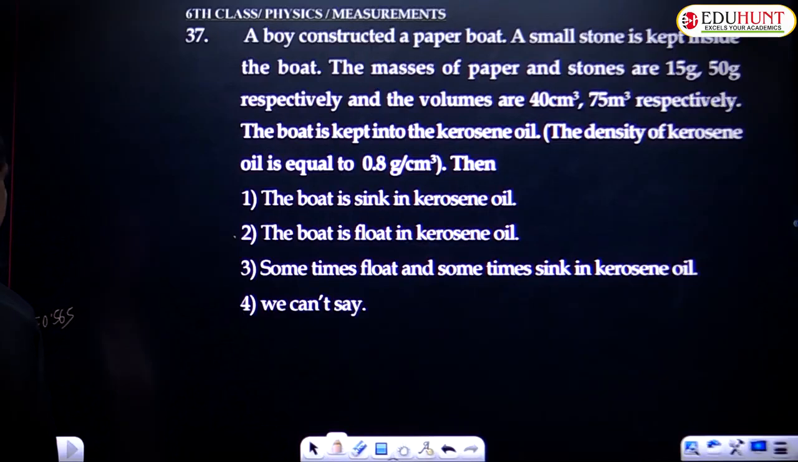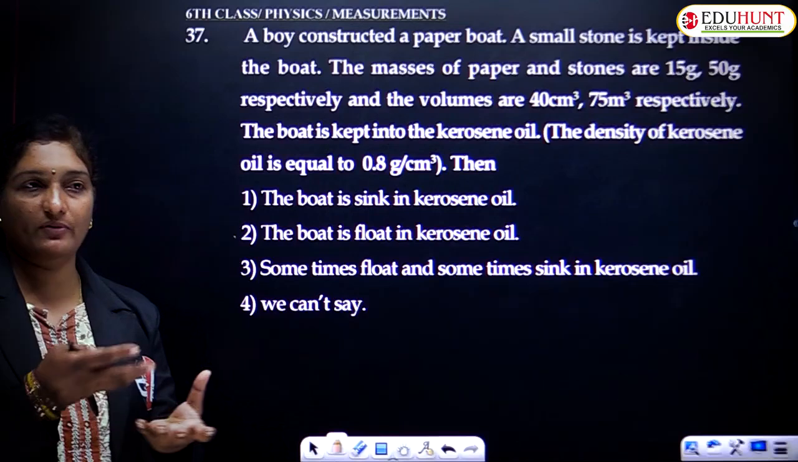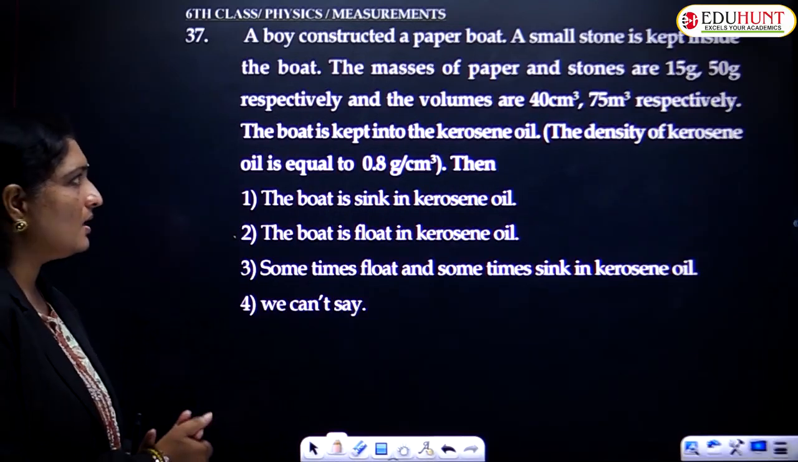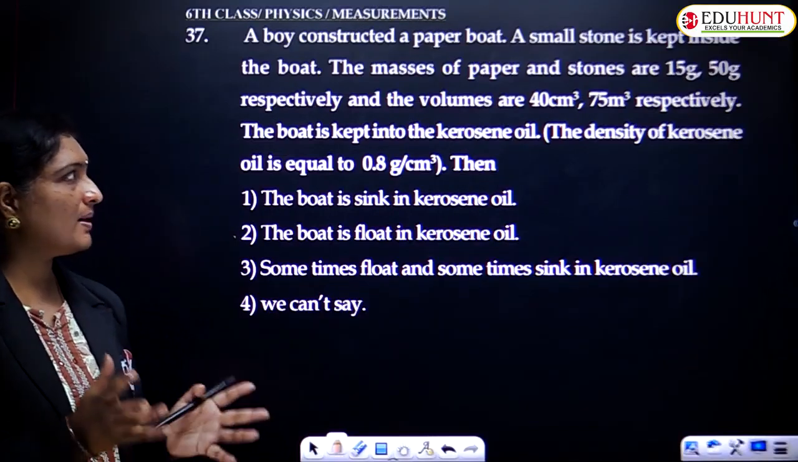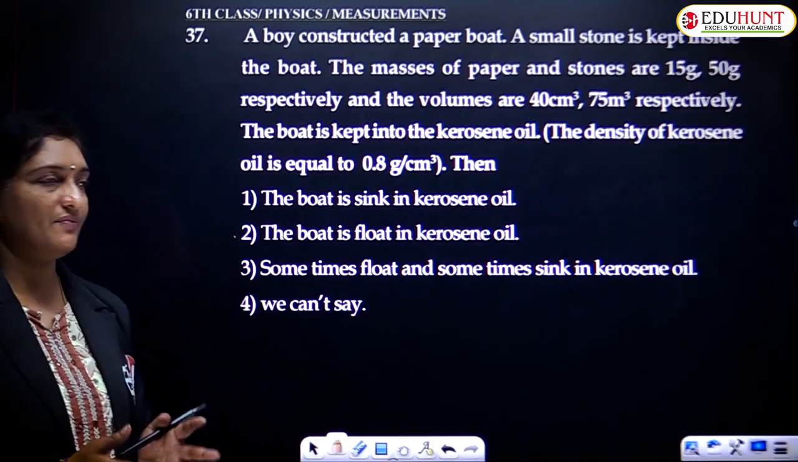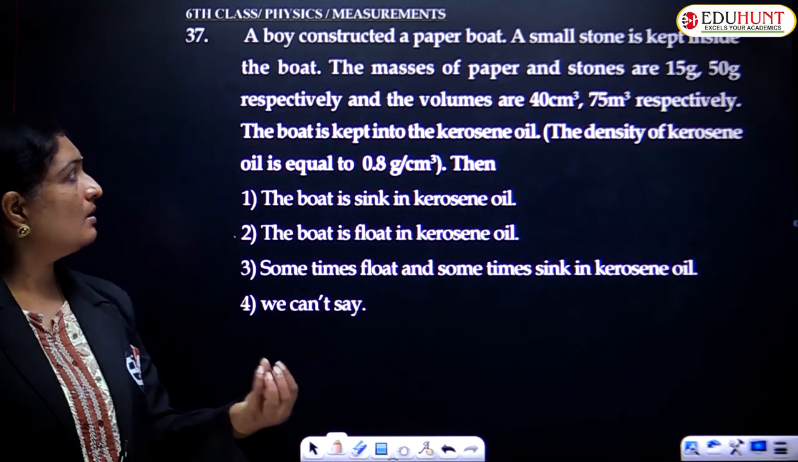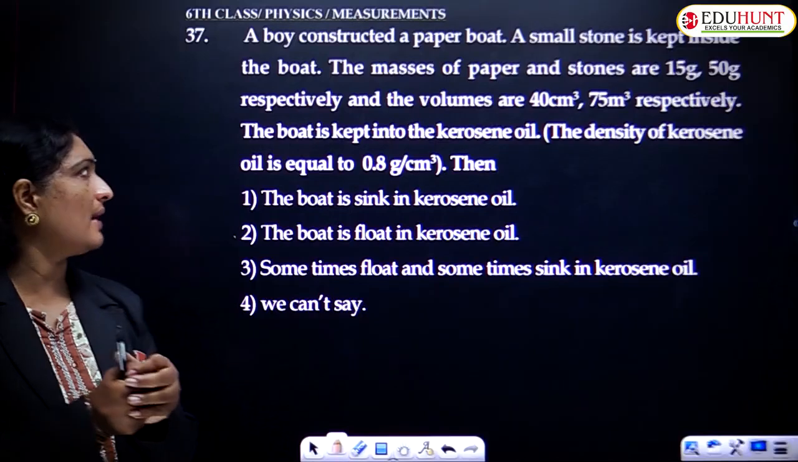So children, next, a boy constructed a paper boat. Okay, paper boat. With paper you will be making a boat-like structure. A boy constructed a paper boat. A small stone is kept inside the boat. The masses of paper and stone are 15 grams and 50 grams. Mass of paper is 15 grams and mass of stone is 50 grams.